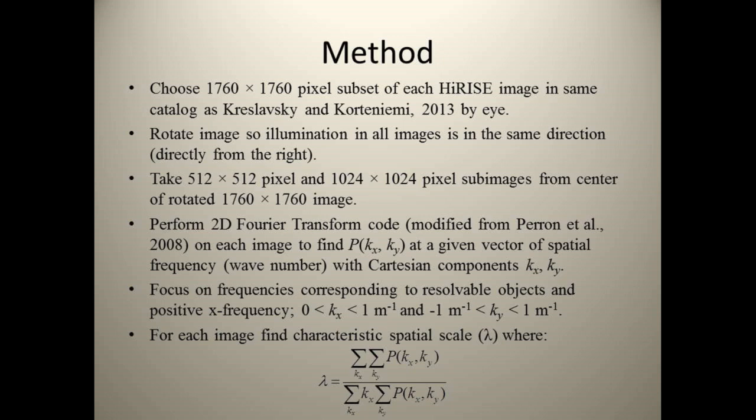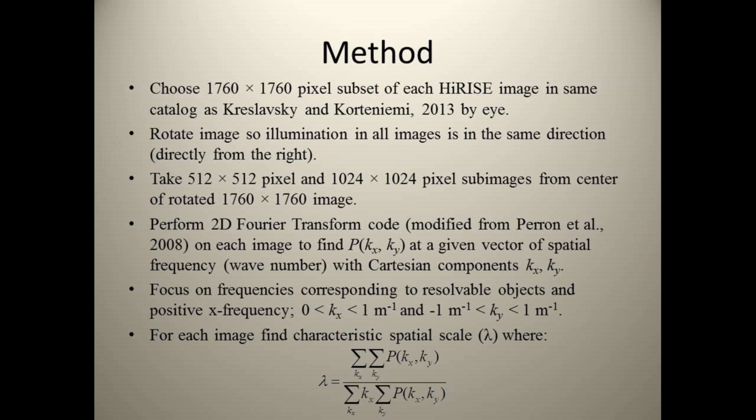I take two of them specifically, a 512 by 512 pixel subset from the center and another 1024 by 1024 subset. This allows me to see if I have different results from the different sized images. Then I use my 2D Fourier code to find the power spectrum at a given vector of spatial frequency with Cartesian components kx, ky. And then I focus on only the frequencies that correspond to resolvable objects and are in the positive x direction, because I have symmetry due to the nature of the image.